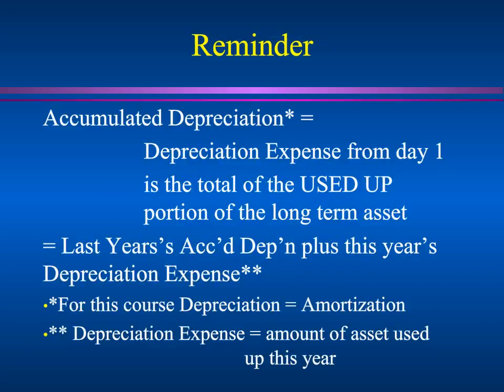Okay, another reminder, accumulated depreciation. That's the amount of depreciation, or as I mentioned earlier, we can also call it in this course amortization, expense that's used up on a long-term asset. Remember, it's long-term assets we're talking about, and they get used up over more than a year. So we accumulate that to make the balance sheet balance and give us a net value or a book value of the long-term asset. Basically, last year's accumulated depreciation, so accumulated depreciation December 1st, plus this year's expense gives us the accumulated depreciation.